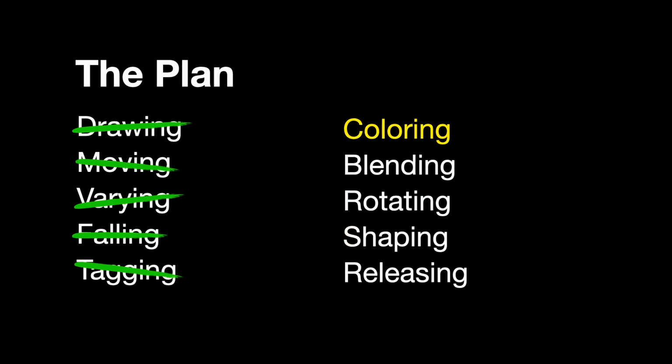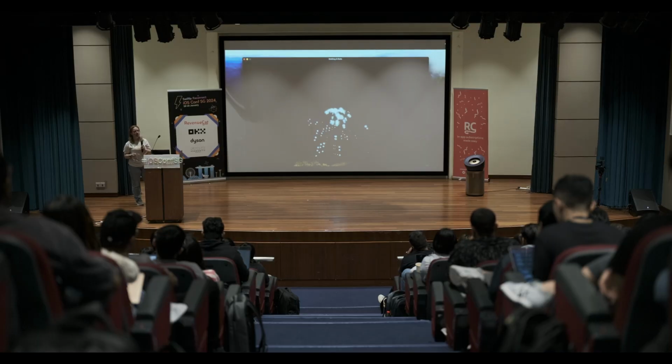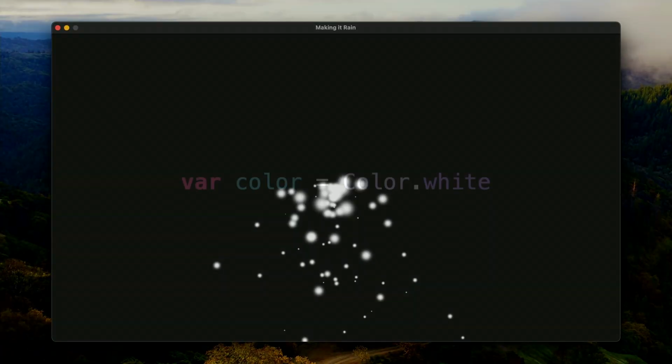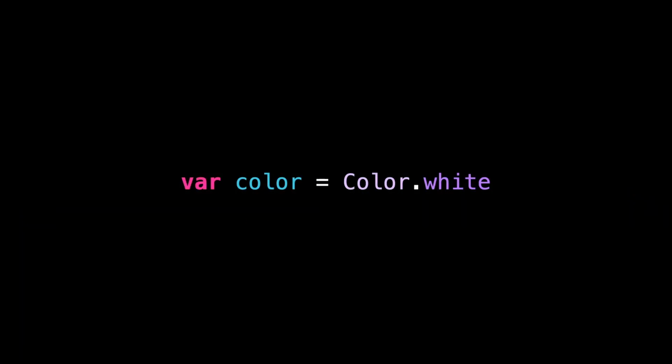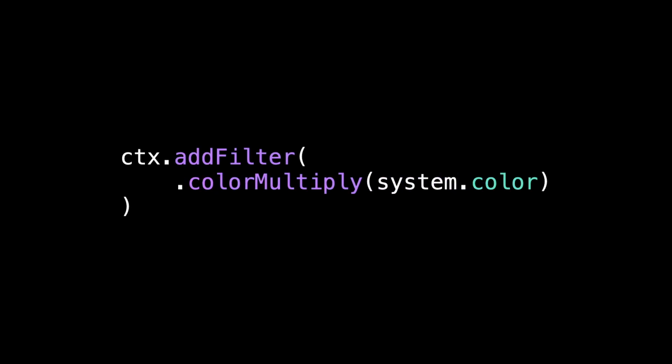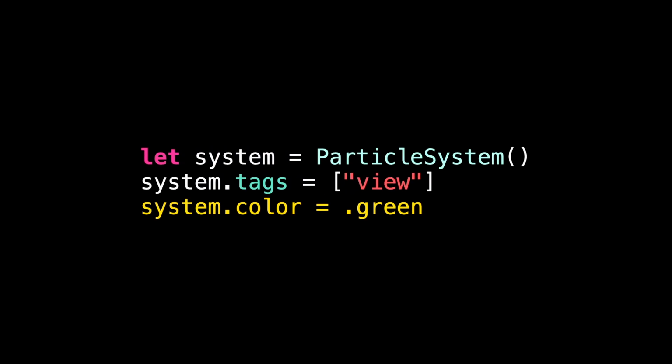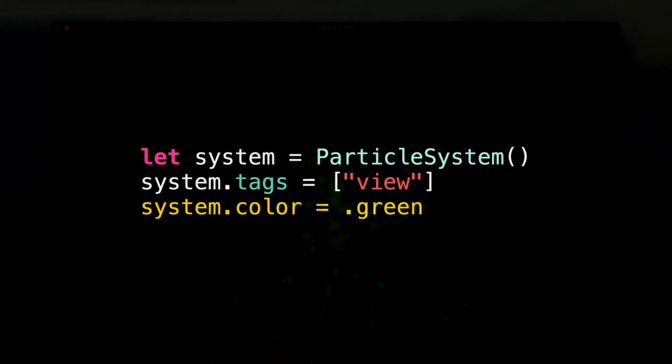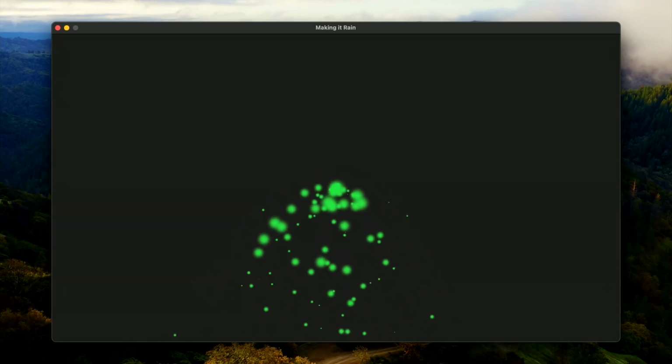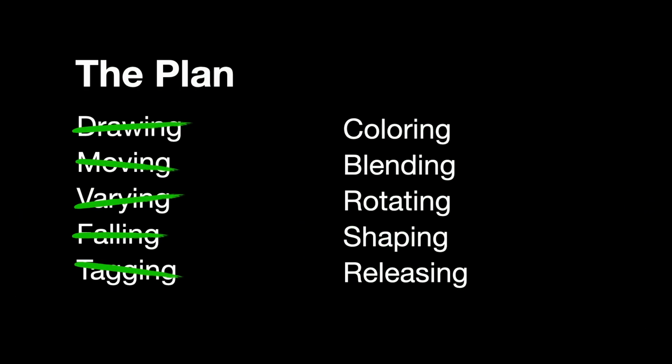Next is coloring. First, I'm going to go back to having our single circle image again, so you can see what's going on. We're going to add a new property to our particle to store whatever color to use for particles, making it white by default. To use that color, we need to modify our drawing code that applies the system's color to whatever is going to be drawn. And now we can pass in a custom color when creating our particle system. Now all our particles will get colored green. And that's coloring done.